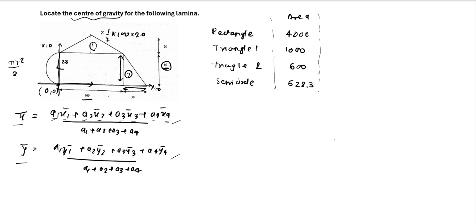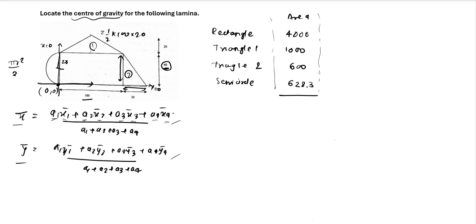So let us just calculate. Again, we have pi into 20 into 20 by 2. We have 628.3. So yeah, these are the areas.